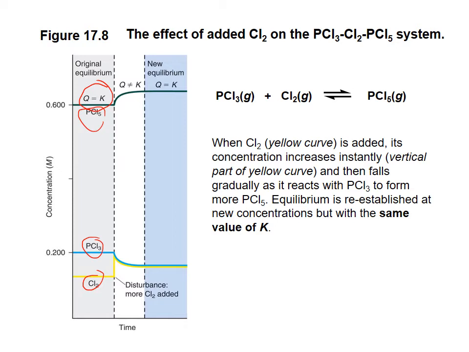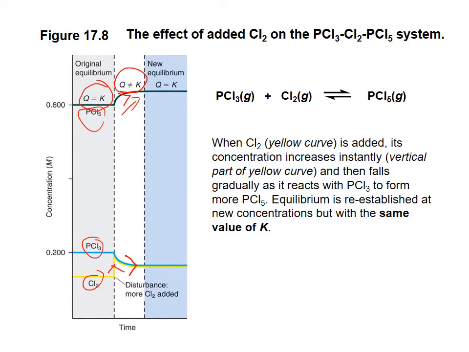Now at a certain time, there's a disturbance, and you can see the yellow line indicates the concentration of chlorine has a jump, an increase. That's a disturbance. Chlorine, the reactant, increases in concentration, and at this point, Q is not K. Q doesn't equal K anymore. The reaction is not at equilibrium, so the reaction will shift, and you can see the reactant concentration start to decrease, and the product concentration start to increase.